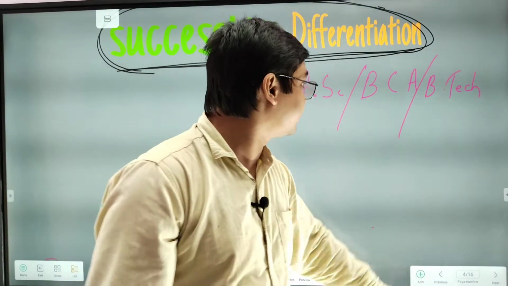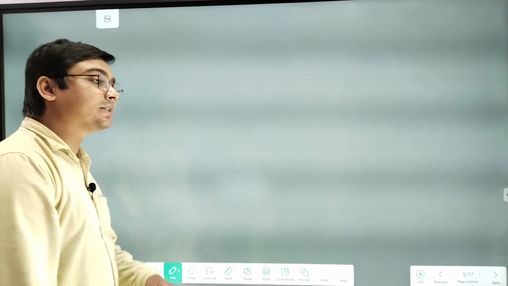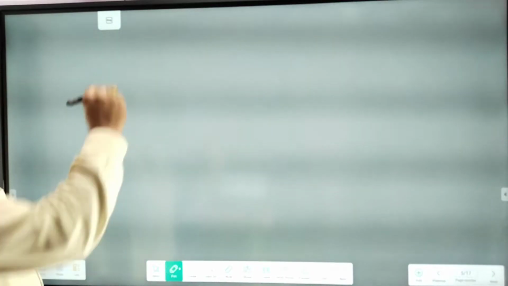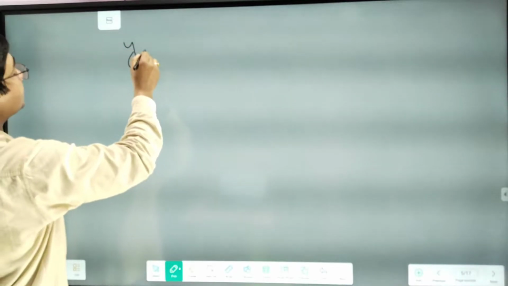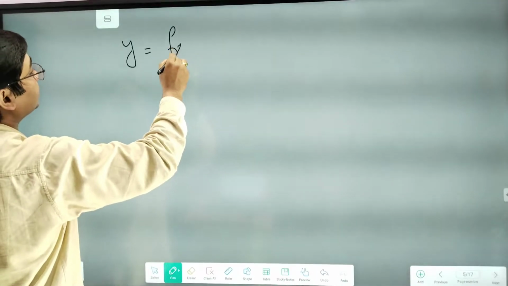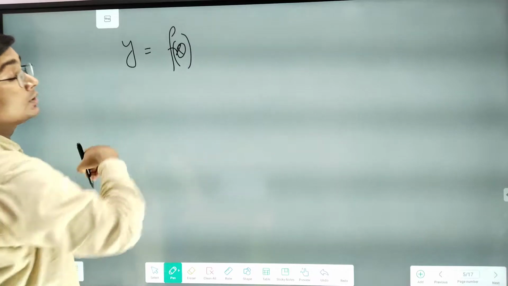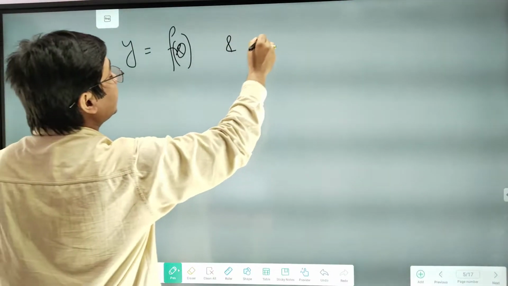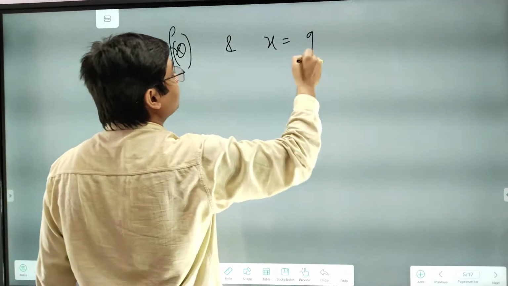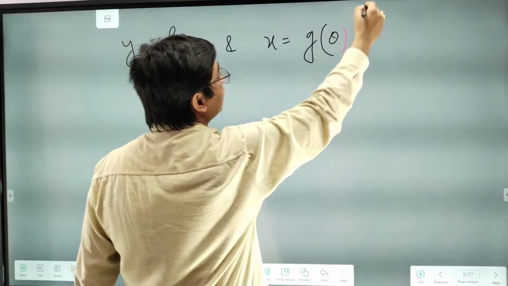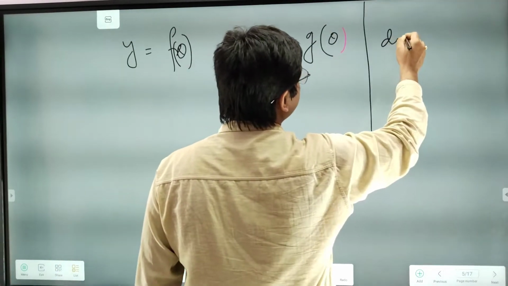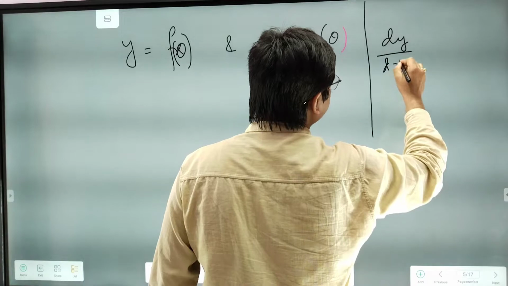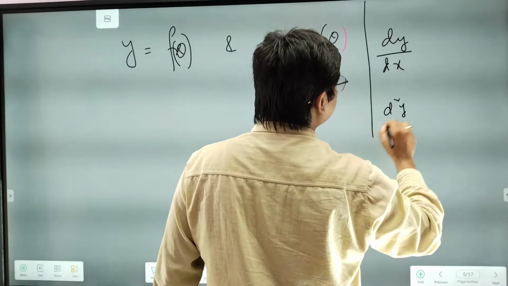Okay guys, so also here you see there will be some special kind of function, yes, like the parametric function. Suppose we want to find the derivative of this function. Suppose y equal to f of theta and x equal to g of theta. Yes, this function is given, and for this function suppose we need the value of dy by dx or d2y by dx square.